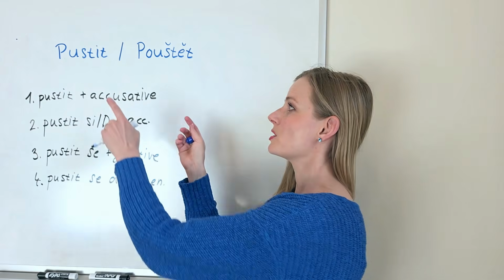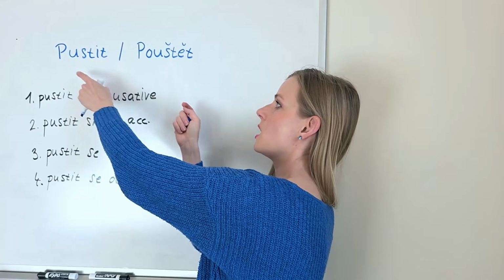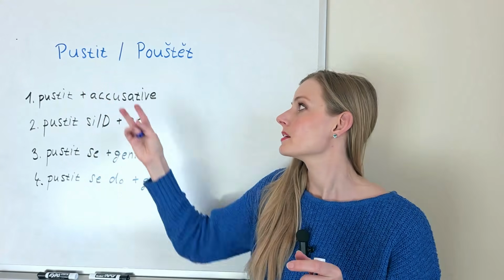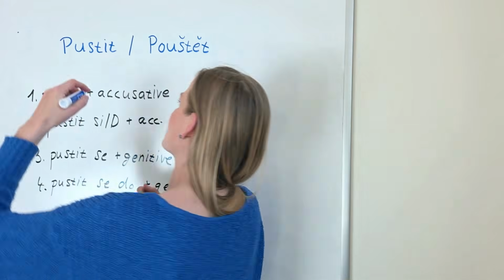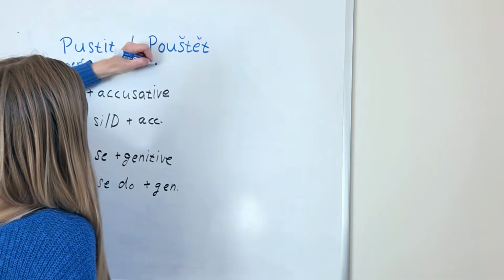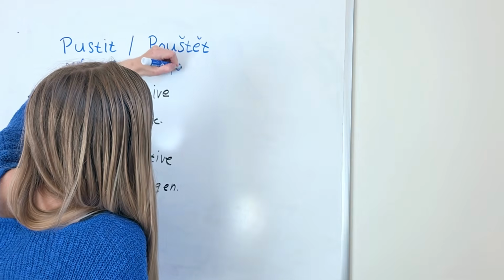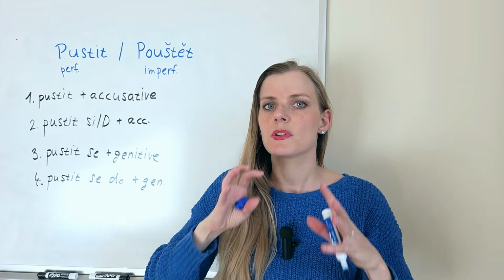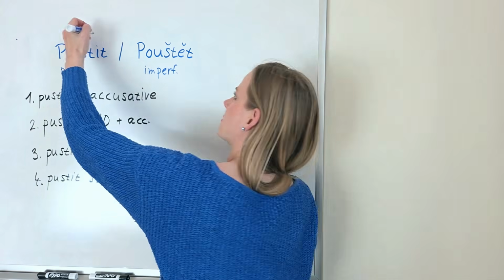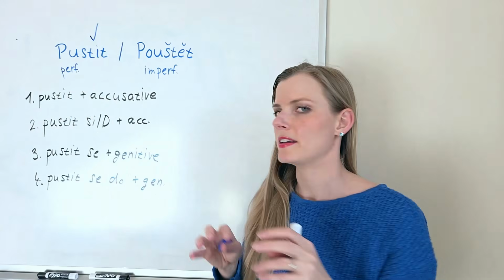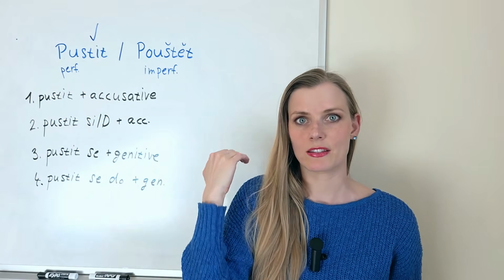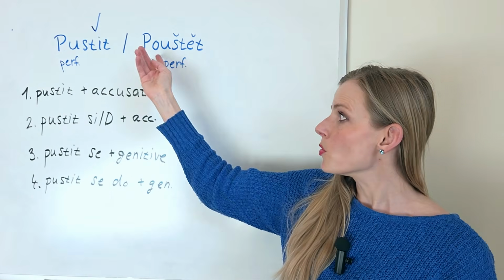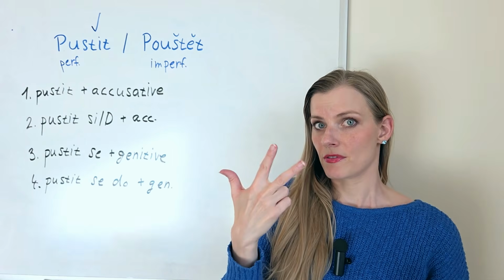First, let me explain why I used two verbs here. Pustit, pouštět. They're basically the same verb, except pustit is perfective and pouštět is imperfective. The perfective verb is focused more on result. Something is done. It's a one-time action. It only has future and past tense. However, pouštět has three tenses.